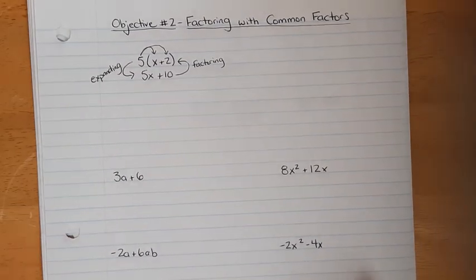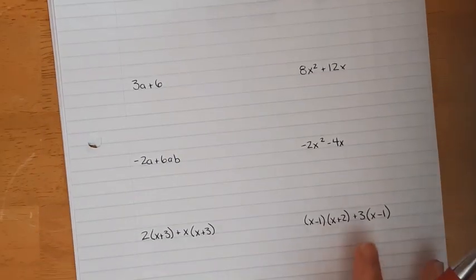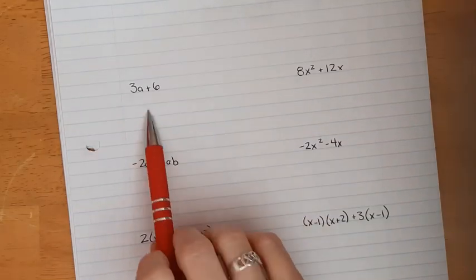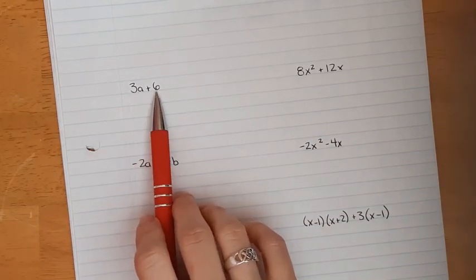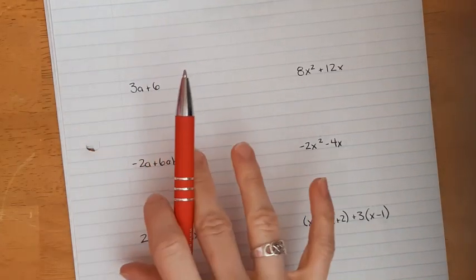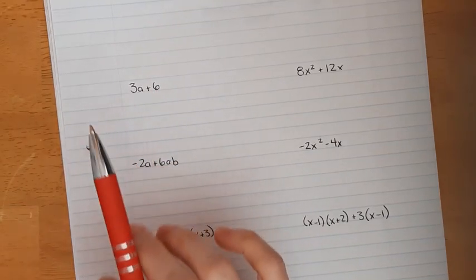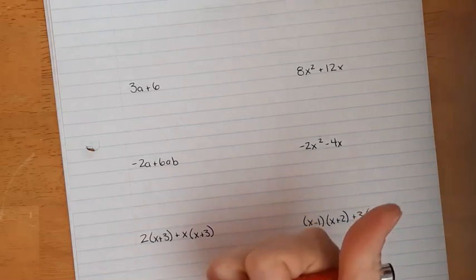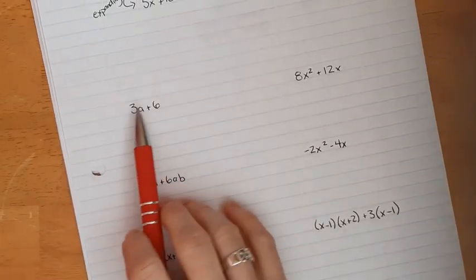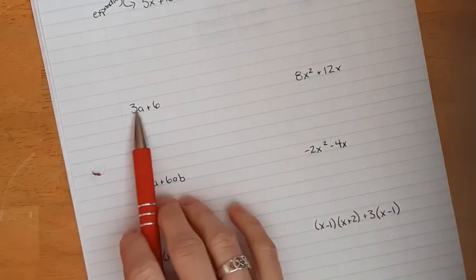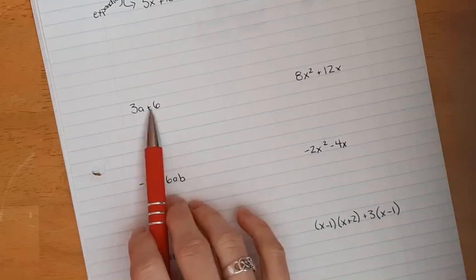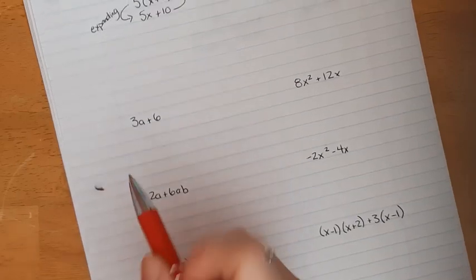So what does that look like? We're going to go through some examples here. In the previous lesson, we looked at 3a and 6 independently and identified whether we have a greatest common factor. If you recall, you need to check numerically and also alphabetically. If I look at these two terms, I know that the greatest common factor between them is going to be 3.